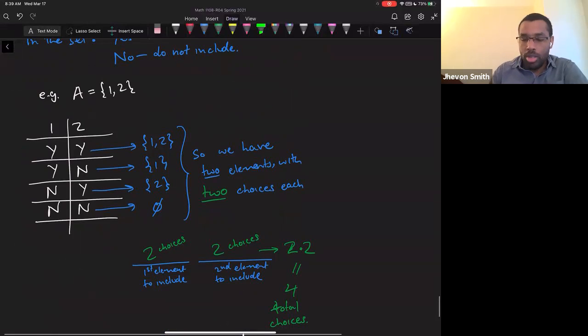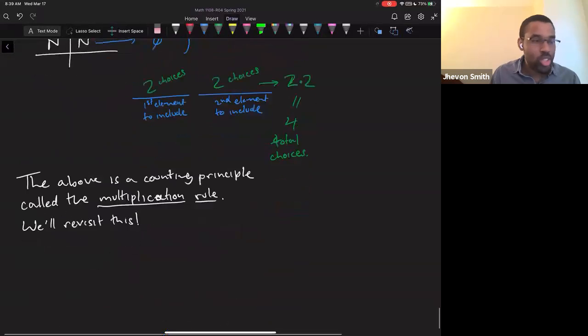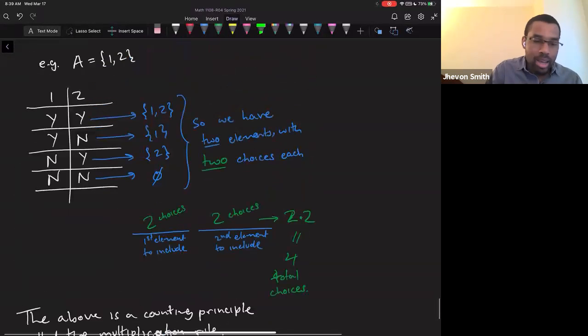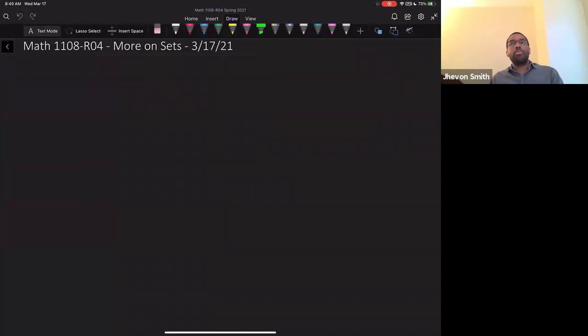Then there's something called the multiplication rule, which we will talk about in a later section, that tells you that's how many total possible sets you could create: you would just multiply all the choices that you have. That's called the multiplication rule. And we sort of stopped right there. We still have a few concepts to talk about when it comes to sets. And we still want to be able to operate with sets, like do mathematics, quote unquote, with sets, as well as visualize set operations. So that's what we're going to talk about today.